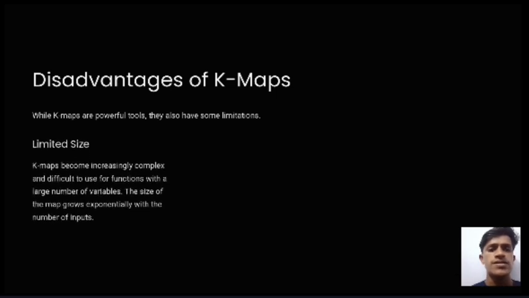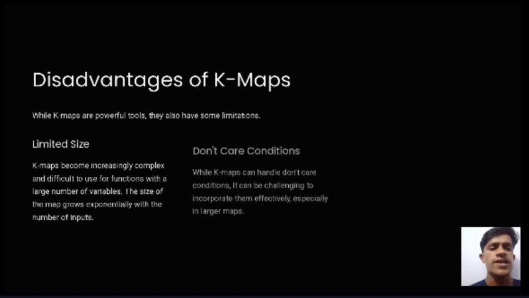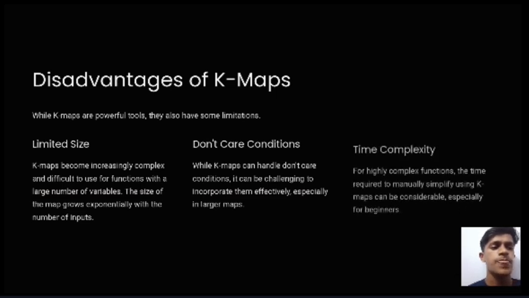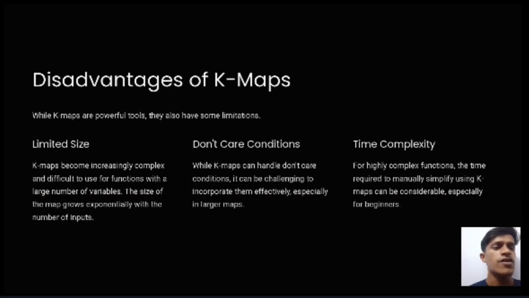First, limited size. K-maps become increasingly complex and difficult to use for functions with a large number of variables. The size of the map grows exponentially with the number of inputs. Second, don't care conditions. While K-maps can handle don't care conditions, it can be challenging to incorporate them efficiently, especially in larger maps. Third, time complexity. For highly complex functions, the time required to manually simplify using K-maps can be considerable, especially for beginners.